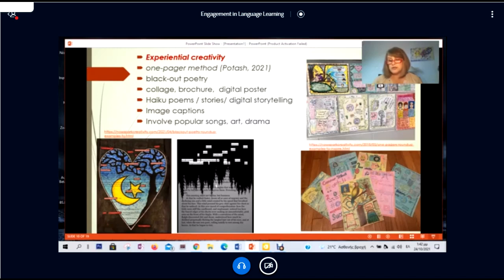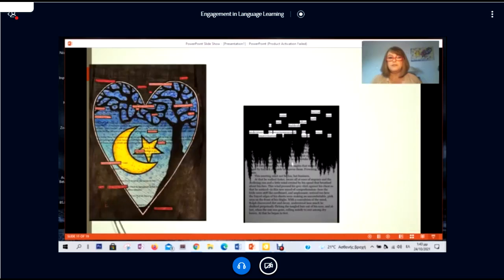Of course, activities become more appealing when they involve popular songs, art, and drama, depending on the students' suggestions and learning profiles. Here you can see some examples of blackout poetry.